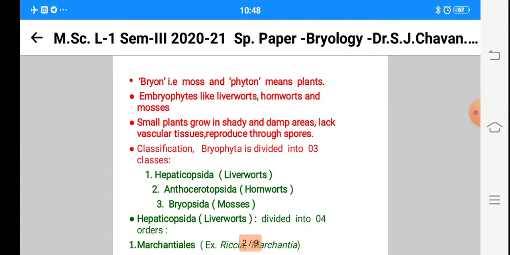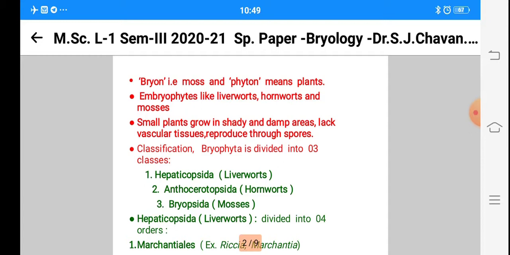Already we know bryon means the moss and phyton means the plants. Generally the embryophytes like liverworts, hornworts and the mosses are included under this. So what is the embryo? Already we are going to see the life cycle, but after fusion of the male and female gametes, the zygote develops into the embryo, which later gives rise to the development of sporogenous tissue, or generally the development of spores. These spores germinate and again a gametophytic plant develops.